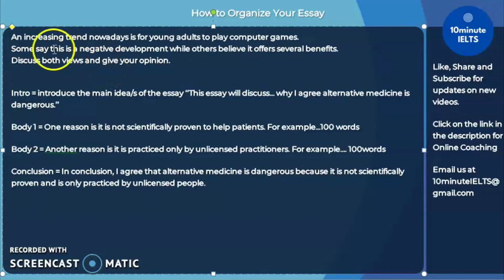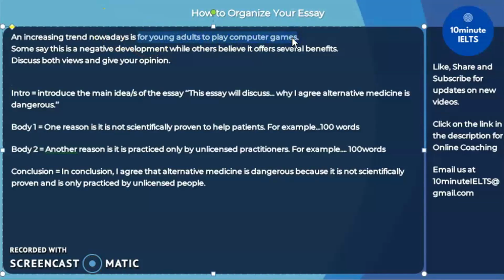Here it says, an increasing trend nowadays is for young adults to play computer games. Some say this is a negative development, while others believe it offers several benefits. Discuss both views and give your opinion. Now take note, let's isolate the main topic again, just like I discussed in the last video. What is negative? I guess it would be young adults playing computer games.